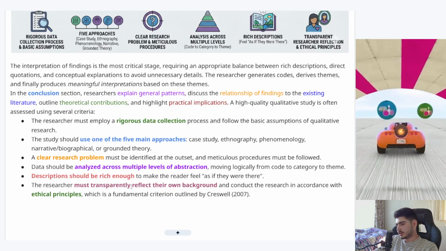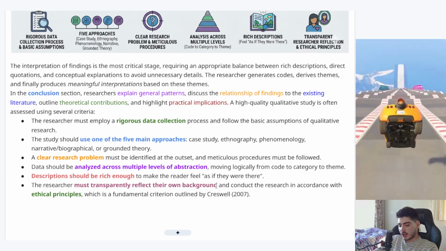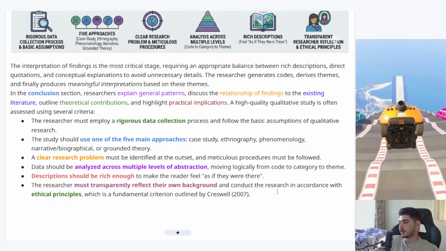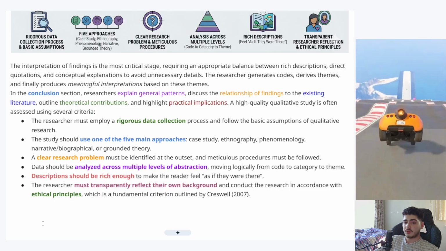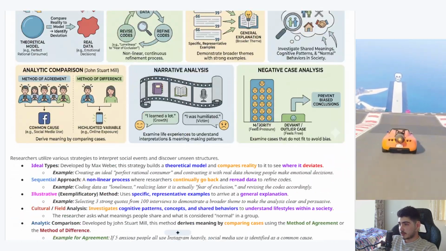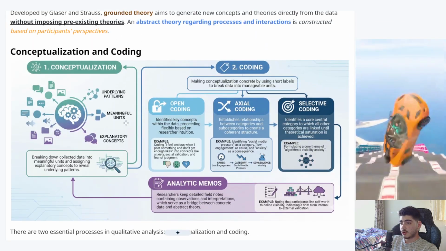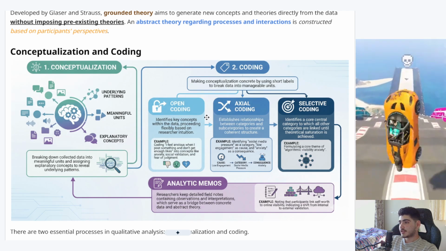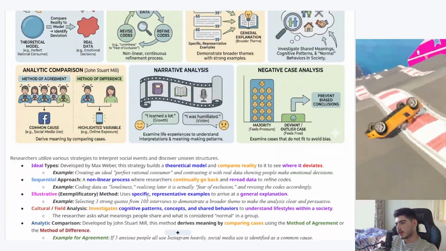The researcher must transparently reflect their own background: what were you doing, where have you studied? I mean, what is your major? What are you actually working on? And conduct the research in accordance with ethical principles, of course, which is a fundamental criterion outlined by Creswell, I guess. But I doubt you would need to know these. I would focus on these. What was this? Open coding, making broad categorizations, axial coding, cause and effect, and then reaching a core theme. And that's it.